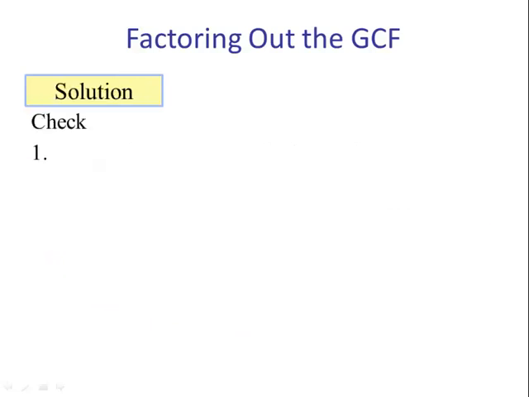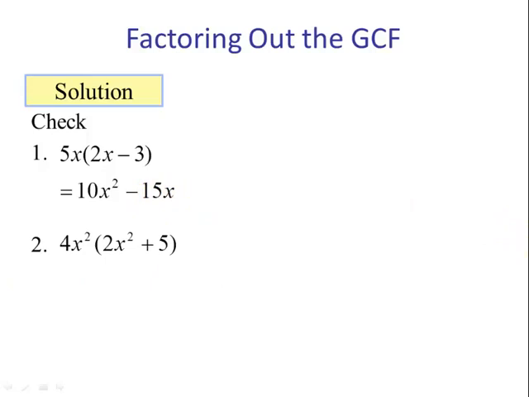So let's do that. To check, we're going to take our 5x and distribute, and we should get the original problem for number 1. So 5x times 2x is 10x squared, minus 5x times 3 is minus 15x, so it checks. Number 2, we multiply 4x squared times 2x squared plus 4x squared times 5. We should get our original problem, and we do. 8x cubed plus 20x squared, so it checks.